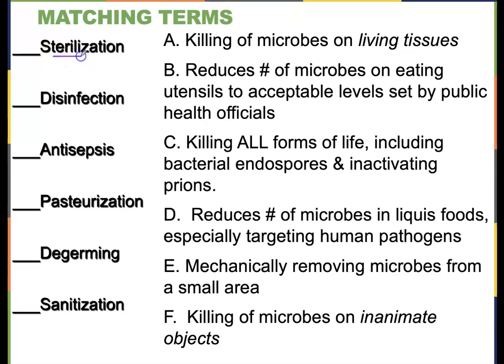So when something is sterilized, that means that everything that can cause disease has been killed. So that would be letter C here, where you're killing all forms of life, including, which is very important, endospores, and inactivating prions. As you know, remember prions, we studied them. They are proteins that can cause your own proteins to misfold and cause neurological symptoms. But prions are pretty rare to come across, right?